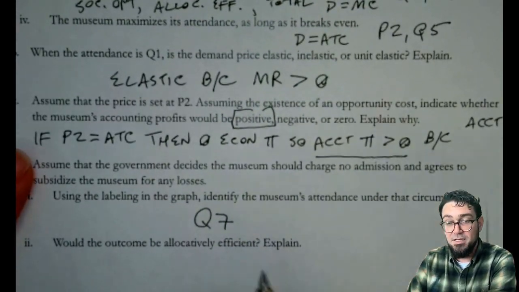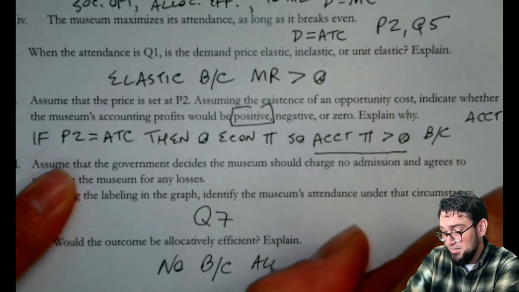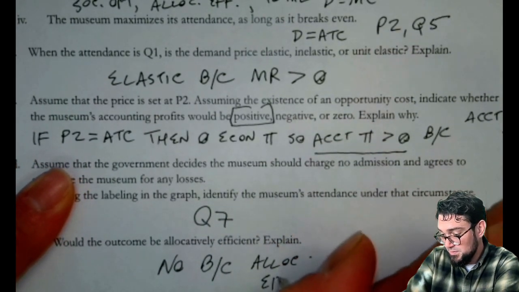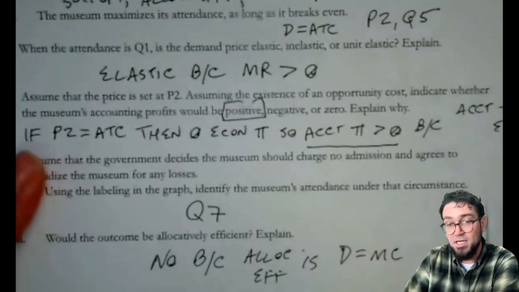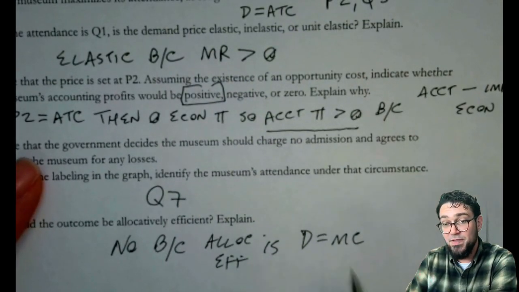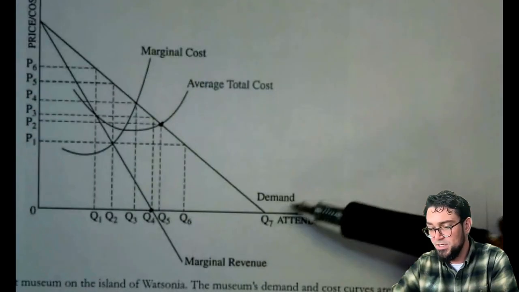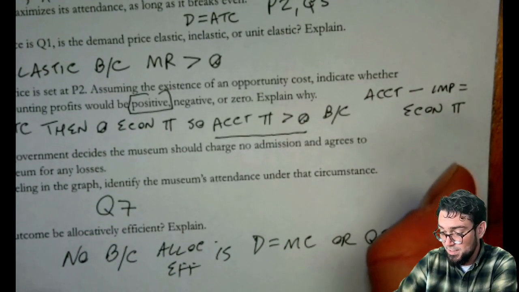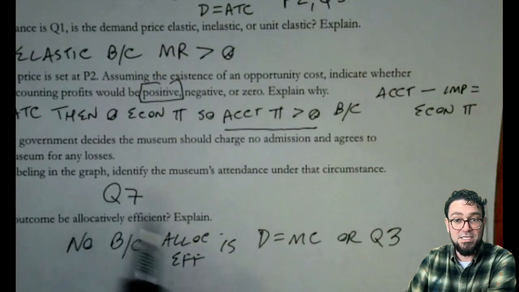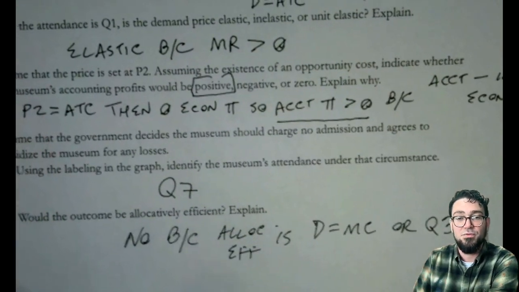And would the outcome be allocative efficient? No, because allocative efficient is where demand equals marginal cost. We could also ask, what is that quantity where marginal cost equals demand? Q3. So Q3 is the allocative efficient quantity. And so we've already identified that it's a Q7, and that's a bigger quantity. So this is enough to say allocative efficient is at that Q3 quantity.